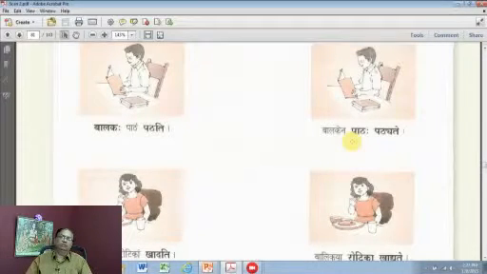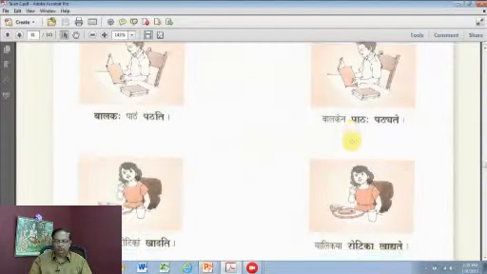Singular or plural? Patyante means are read. What are read? Lessons are read. By whom? By the boy. So, the lessons are read by the boy. So, that is the construction. Now, you can read there.